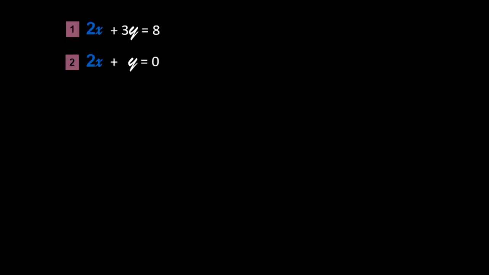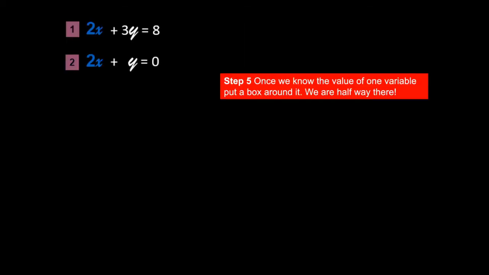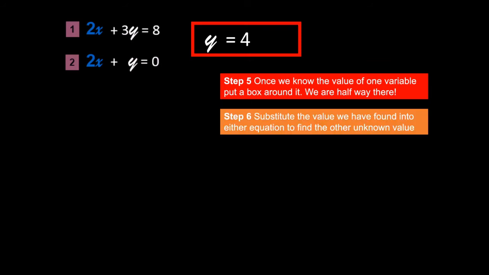Let's keep going. Step 5, once we know the value of one of the variables, let's put a box around that so we don't lose it, but we're only halfway there. We know that y is equal to 4, but we still don't know what x is. So step 6, substitute the value we found into either of the equations to find the other unknown value. So it's your choice. Whichever equation you think is going to be easier for you, you can use. I'm just going to go ahead and use equation 1. If you used equation 2, you should still get the same answer.